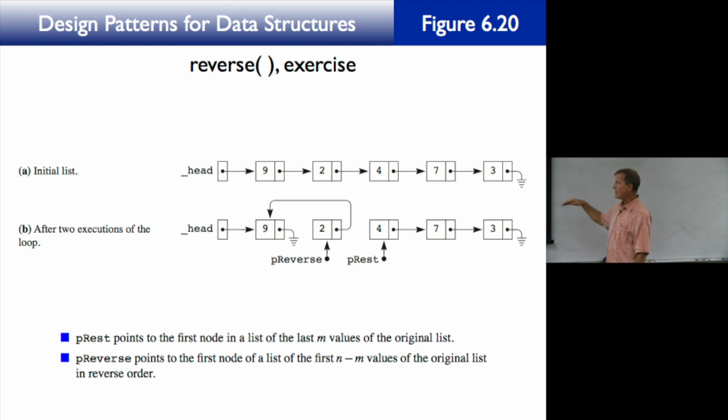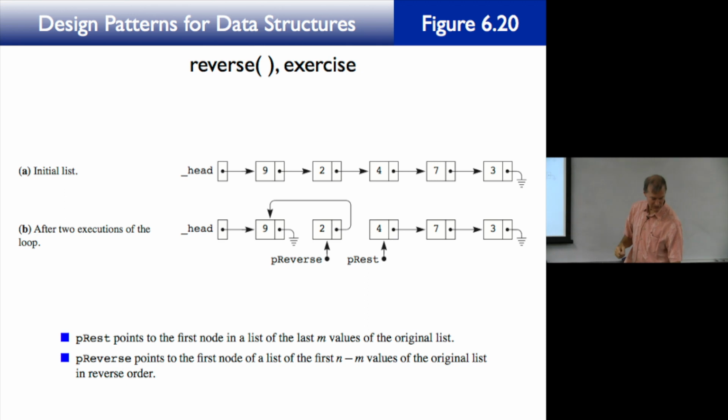All right, but here, in part A, what we have is the original list, 92473. And we have our two auxiliary pointers, p rest and p reverse. Now look, partway through the loop, what is p rest pointing to? The 4, 7, and the 3. So that's pointing to the first node of the last ones of the original. Do you see what we're saying? And p reverse points to the first node of a list in reverse order. What is p reverse pointing to? The list 2, 9. Well, that's the 9, 2 in reverse order.